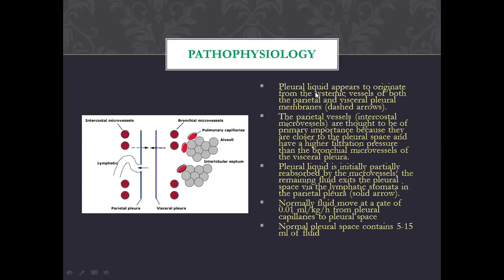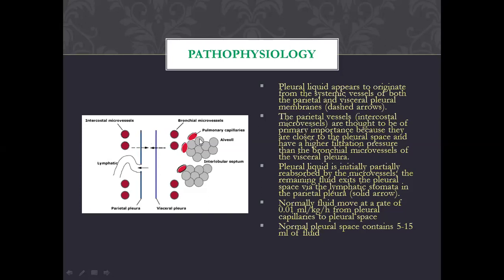Pleural liquid appears to originate from the systemic vessels of both the parietal and the visceral pleural membrane. This one, and from these parenchymal vessels and these systemic vessels of the thorax, the fluid comes from these vessels into the pleural space.